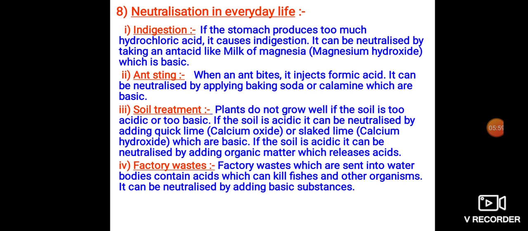If the stomach produces too much hydrochloric acid, it causes indigestion. It can be neutralized by taking antacids. If an acid is present in excess quantity in the stomach, it causes indigestion. Indigestion is very painful. To relieve indigestion or pain, we take antacids such as milk of magnesia, which contains magnesium hydroxide. As a base, it neutralizes the effect of excess acid.